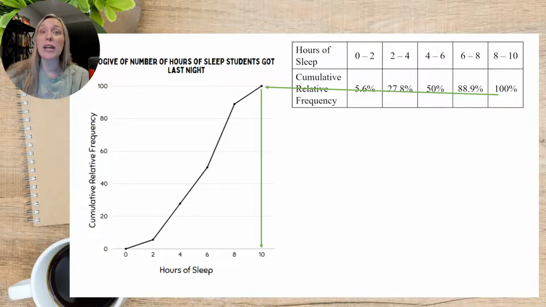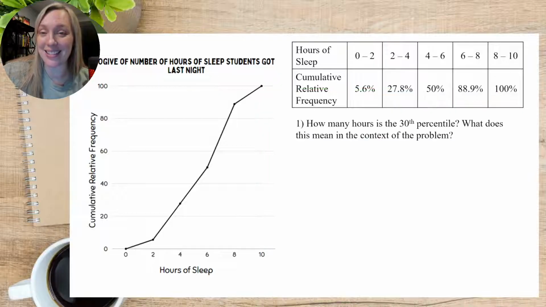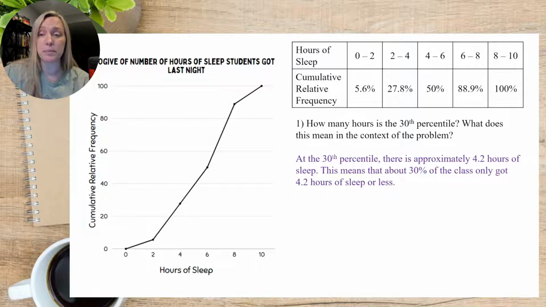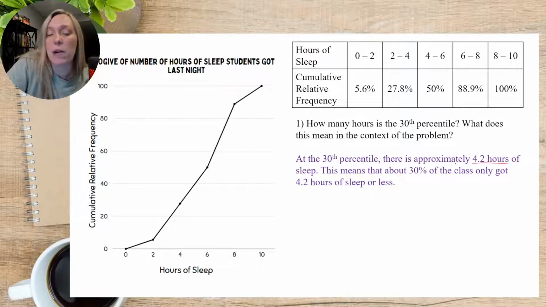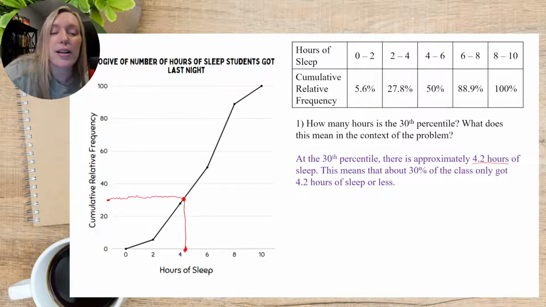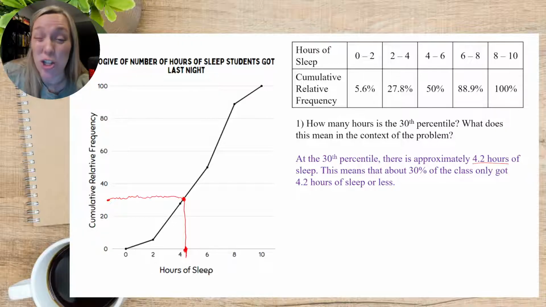Now from here, we can answer questions about percentiles. So for example, how many hours is the 30th percentile, and what does this mean in the context of the problem? Well, at the 30th percentile, let's see, how did we get 4.2 hours? So at 30%, 30 is right about here, and I'm trying to draw the best line I can. It's tough. It's right about here. It's an approximation. Go with me. For a little after 4, so I approximated it as 4.2 hours of sleep.